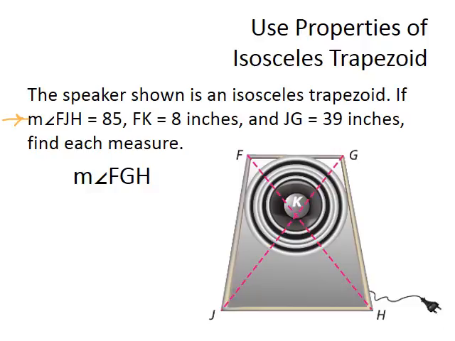So first we are asked to find what's the measure of angle FGH. That's this whole corner of the speaker. Okay, so we're finding a missing angle, so let's look at our given information and see what other info about angles we know.